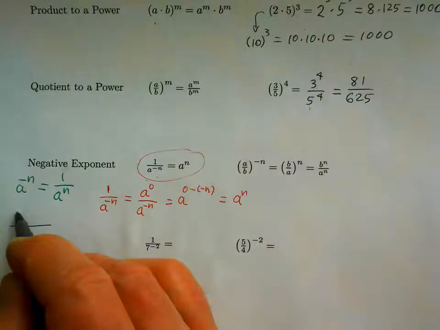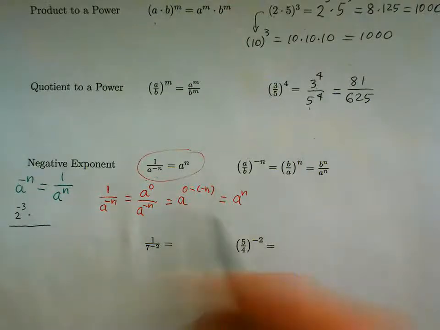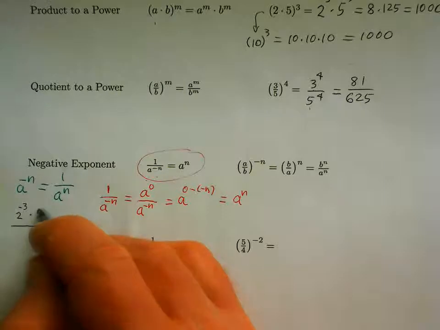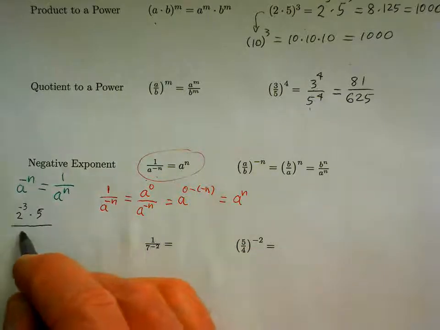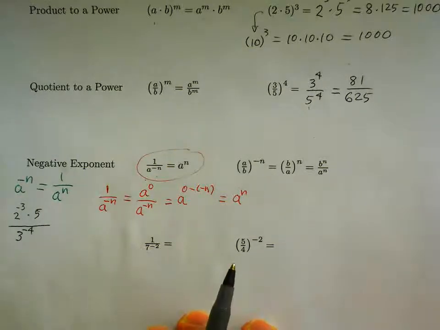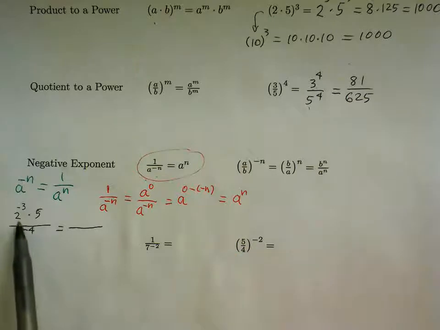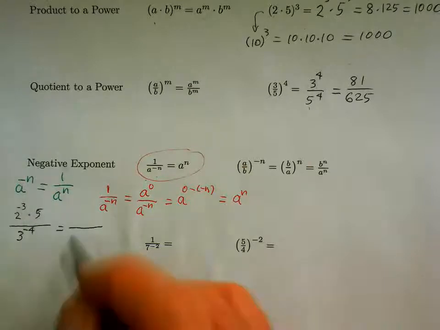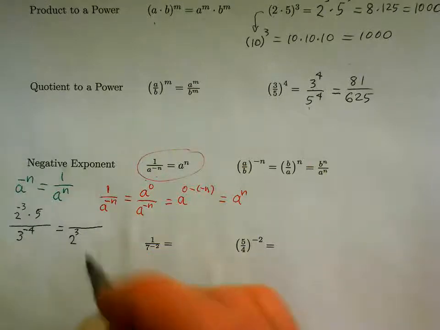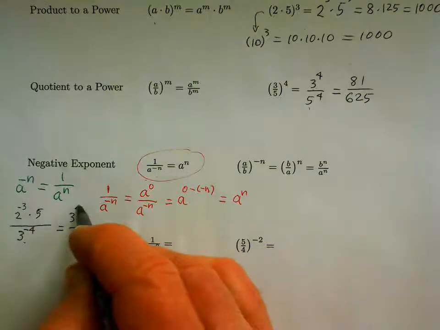If you have some number raised to a negative exponent in the numerator, and some number raised to a negative exponent in the denominator, then this is what you can do. 2 to the negative 3 in the numerator is equivalent to 2 to the positive 3 in the denominator. 3 to the negative 4 in the denominator is equivalent to 3 to the positive 4 in the numerator.